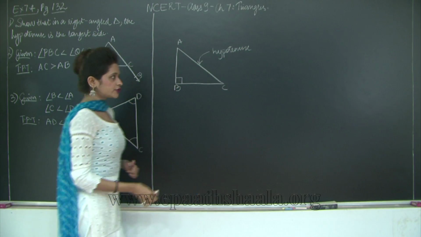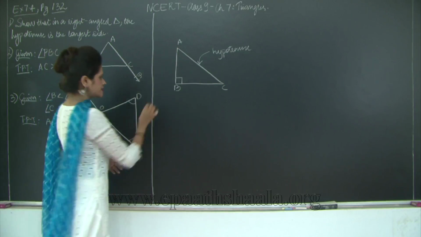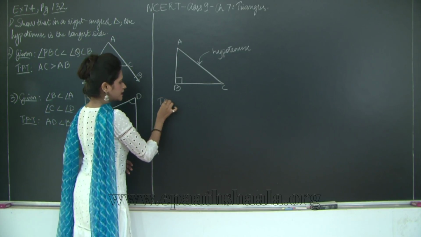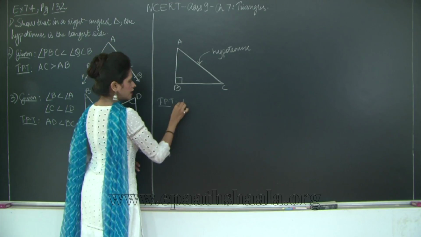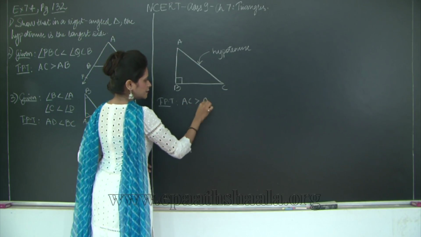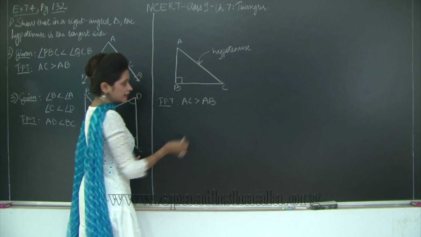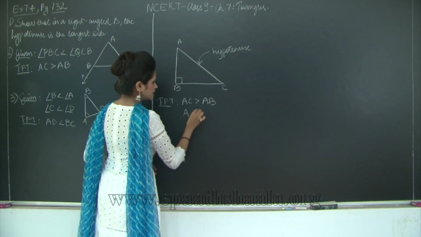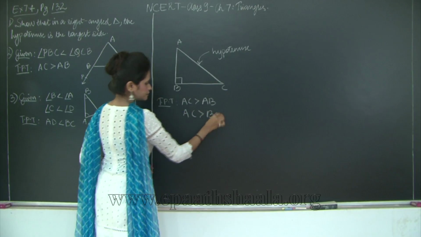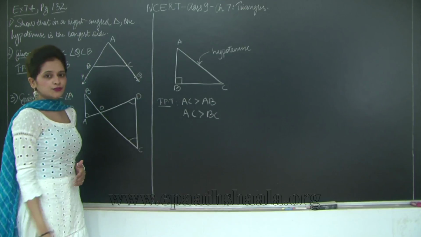So what do I need to show? That AC is the longest side. That means I need to prove that AC is greater than AB, and also I need to prove that AC is greater than BC. So let us see how we are going to prove this.